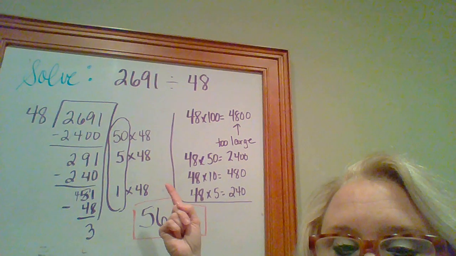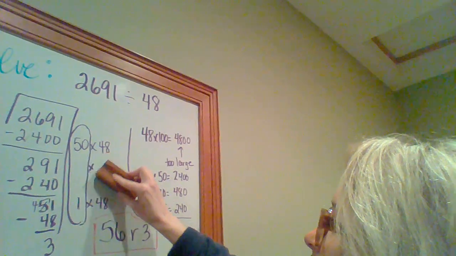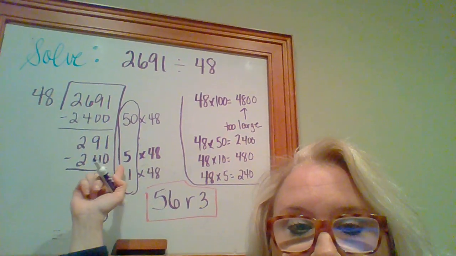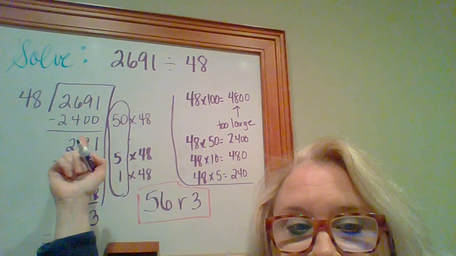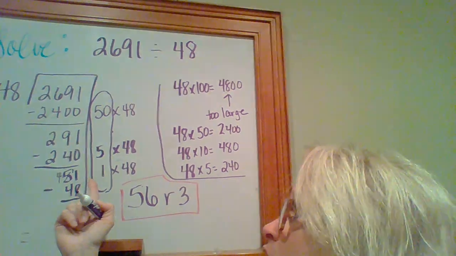Whoops, I have it in the wrong place. Let's just go like this. Whoops. Okay, I fixed it. It's 5 times 48, which will give you 240. Now you need to subtract 240 from 291, which will leave you with 51.